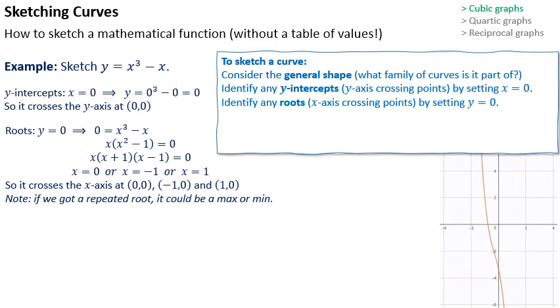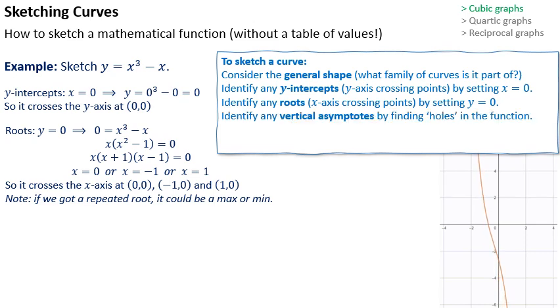It's worth noticing at this point, if we'd got a repeated root, that doesn't just tell us that the curve touches the axis at that point, but it tells us that we have a turning point of some sort. So it might be a maximum point or a minimum point. It's a little bit like the graph going below the axis and immediately coming back above the axis, both at the same place. We'll see an example like that a bit later on.